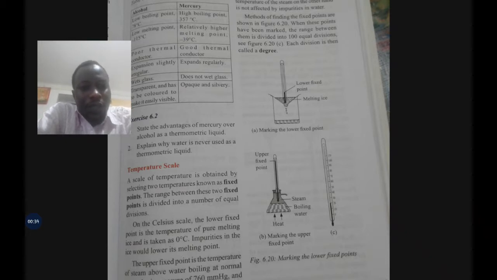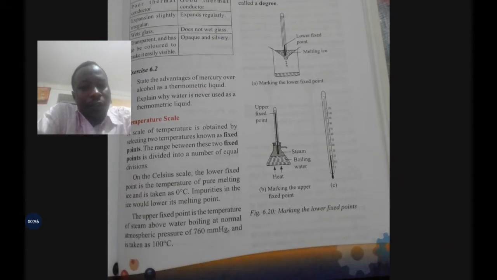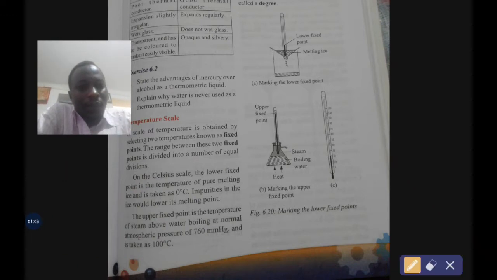So the two fixed points are on the Celsius scale. The lower point is the temperature of pure melting ice, which is always at 0 degrees C. And the upper fixed point is the temperature of steam or boiling water, which is at 100 degrees C. So we're talking about 2 points here. There's a lower fixed point, which is at 0 degrees C. And we are talking about a higher point, or the upper fixed point, which is at 100 degrees C.